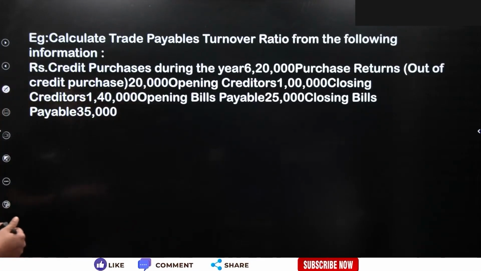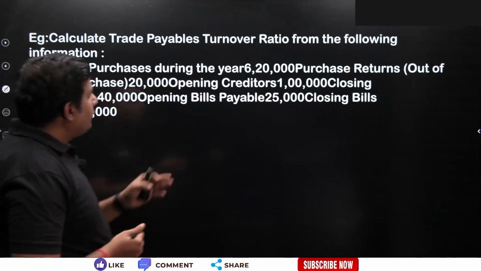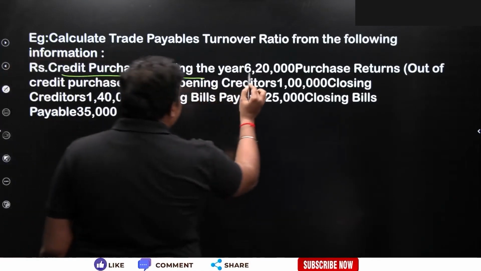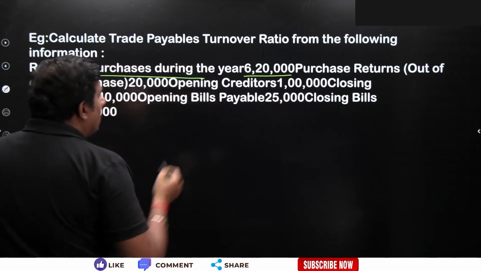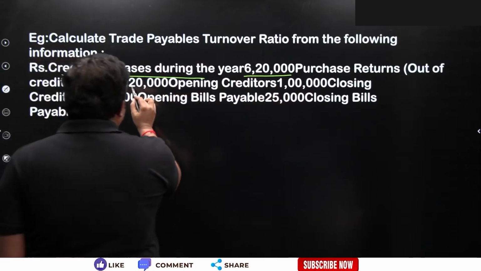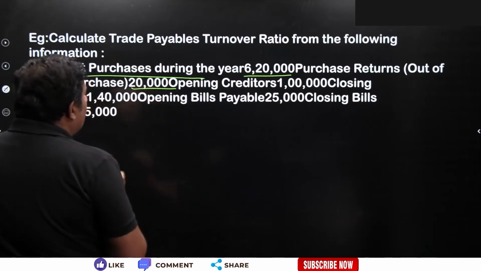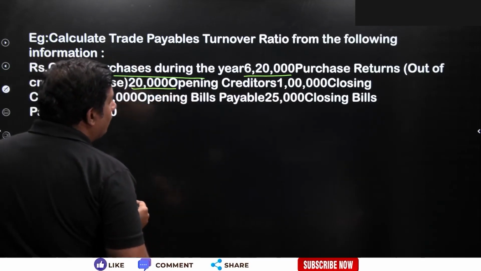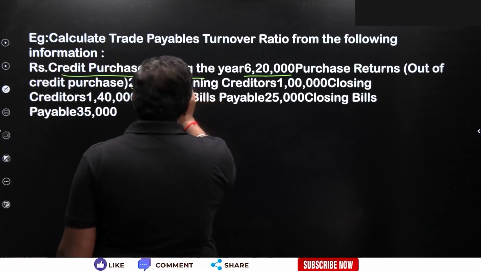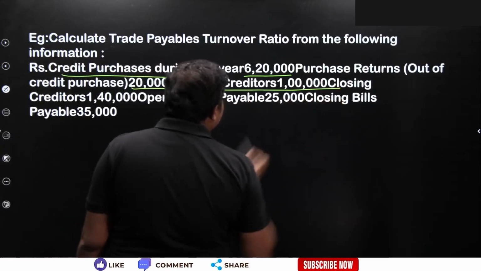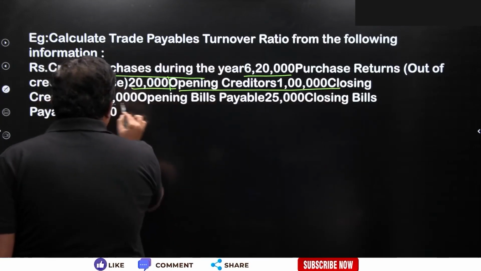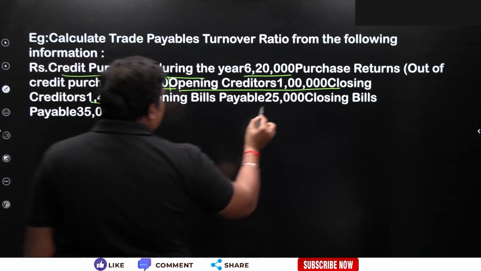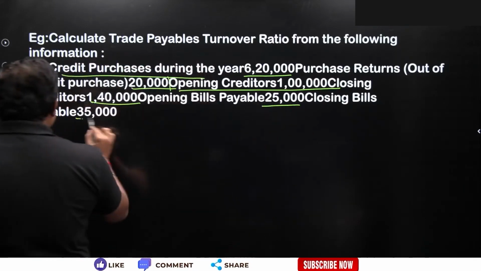Now let's have one question for the same. Find the trade payable turnover ratio from the following, right? Here they have given credit purchases during the year as rupees 6,20,000. Purchases returned was 20,000. Opening creditors is rupees 1 lakh. Closing creditors is 1,40,000. Opening bills payable is 25,000 and closing bills payable is 35,000.